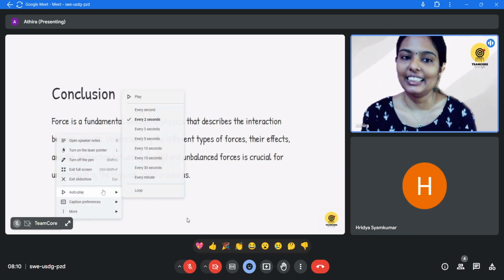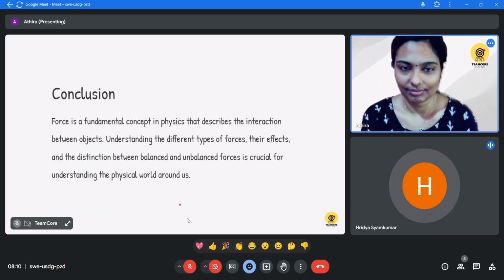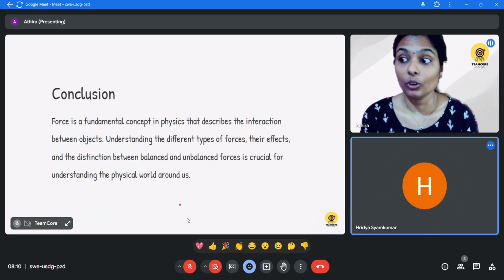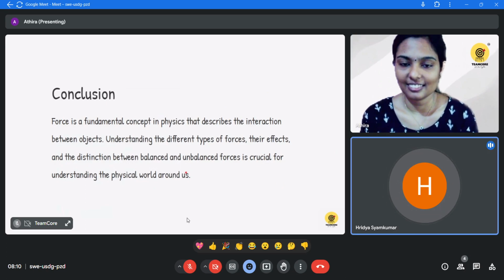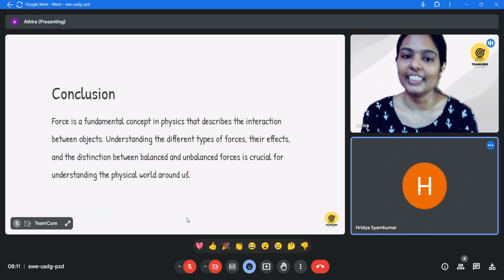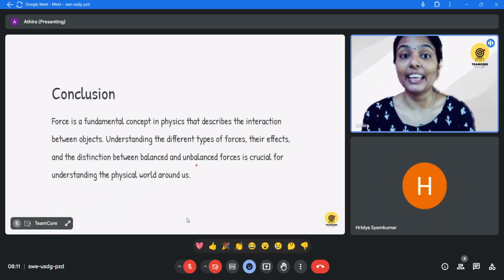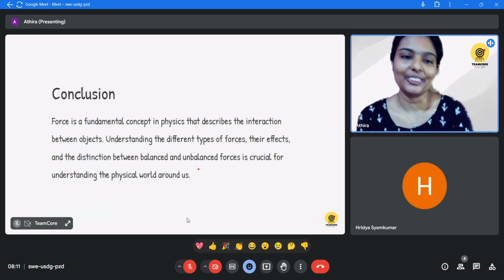Now the examples for non-contact force. Non-contact force, like gravitational force and magnetic force. Gravitational force, magnetic force, electrostatic force. Okay. All these are examples of non-contact force.